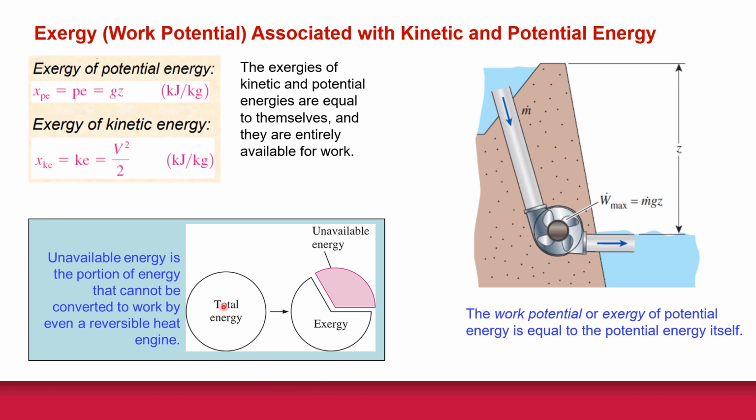Here's a very good graph to show you what exergy is. If you have the total energy available, only part of it is going to be useful. The unavailable part is not related to the exergy. The exergy is only the part that's available for use. The unavailable is the part that cannot be used even by a reversible heat engine. So this is just totally unavailable.